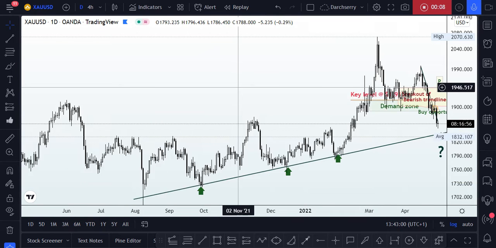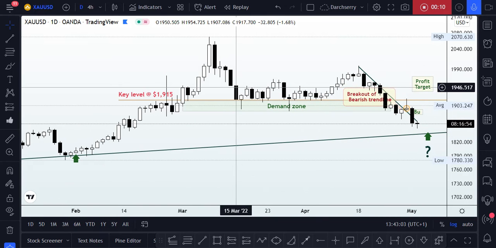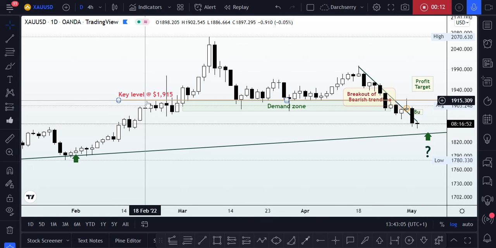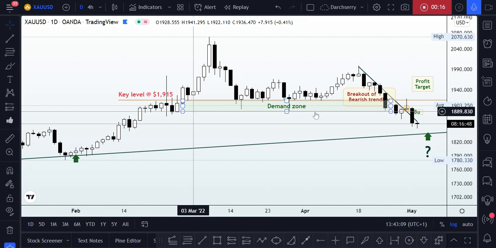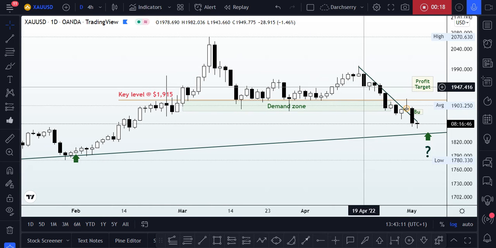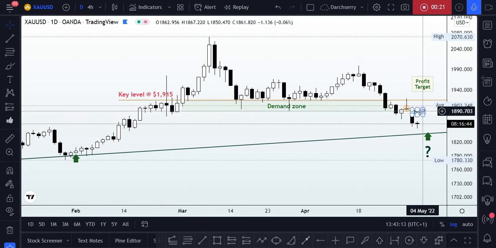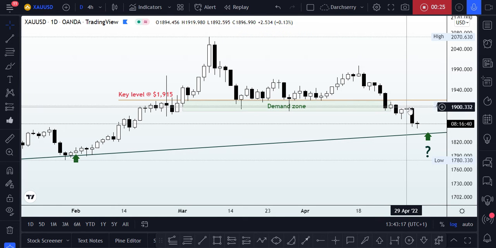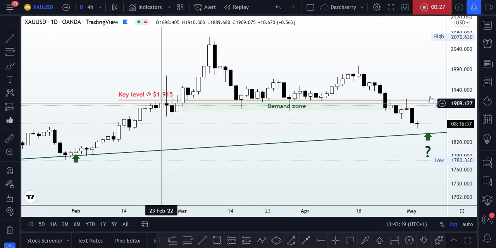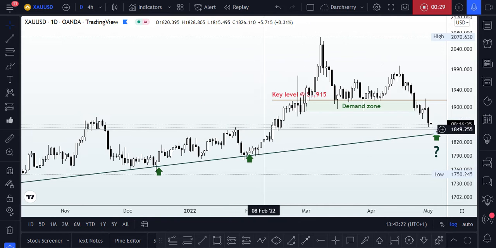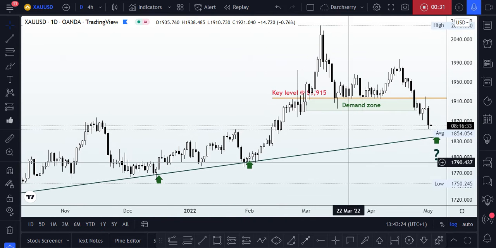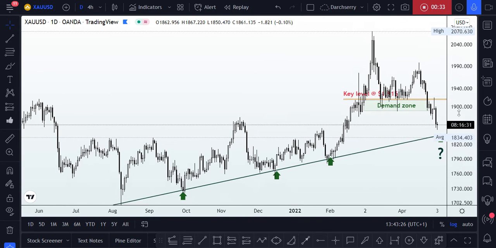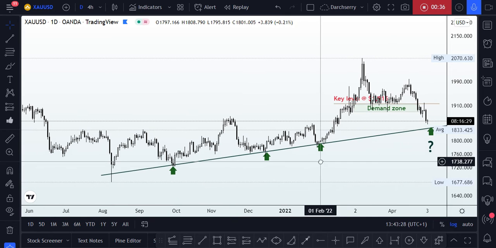And presently, first of all, I would like to delete all this. Okay, I think the key level around that area is still old. Then let me delete this one, delete this trend line, delete this, delete this.